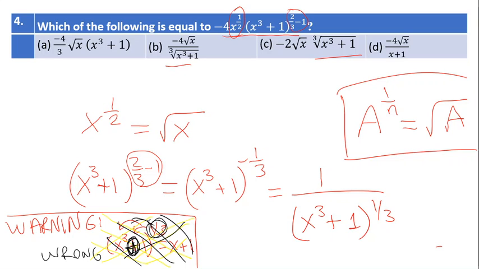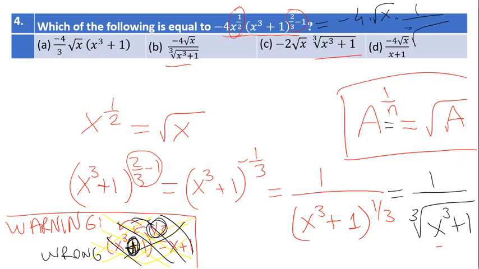It should be multiplication. Then you can write this one as 1 over the cube root of x cubed plus 1. And if you write them together, it will be minus 4 square root of x times 1 over the cube root of x cubed plus 1. The answer will be this.